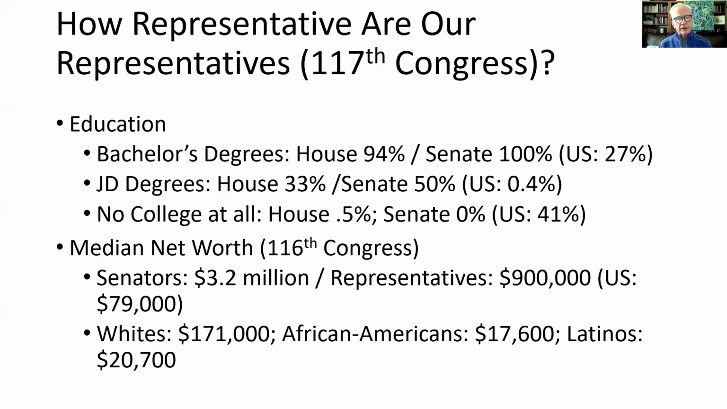In terms of education, members of the House and Senate are much more highly educated than the U.S. population overall. The U.S. population, about 27% actually have bachelor's degrees, whereas in the Senate, it's 100%, and the House is 94%. Interestingly, 6% of the House, that'd be about 6 people, do not have bachelor's degrees. Some of them have other kinds of degrees, or some of them have not gone to college.